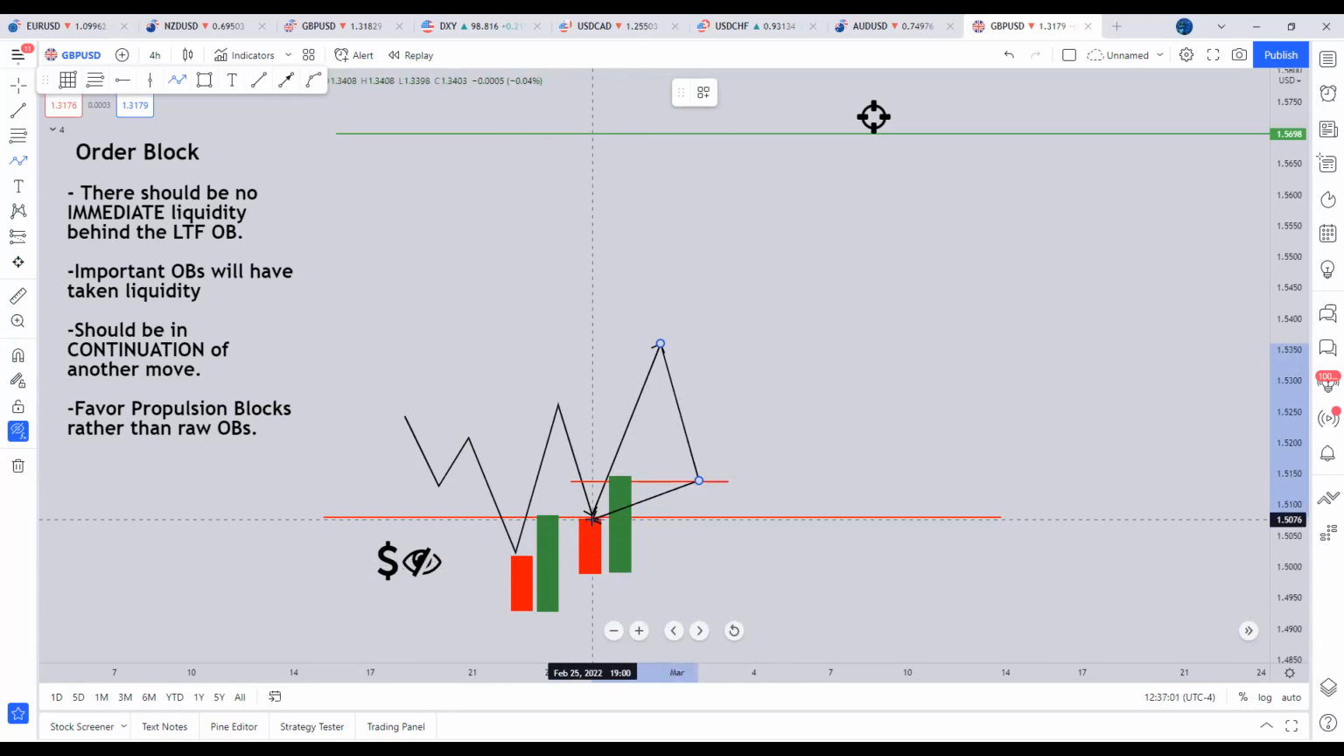If the engulfing candle is the red one, take it with a little bit of caution or wait for your propulsion block. And sometimes both the candles are equal, red and green. That's fine. If they're equal, that's fine. If the red one is engulfing the green one afterward, that is a little bit problematic. Just let it play out and probably get on the propulsion block rather than the original order block.